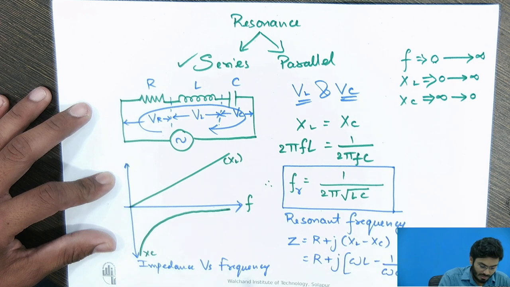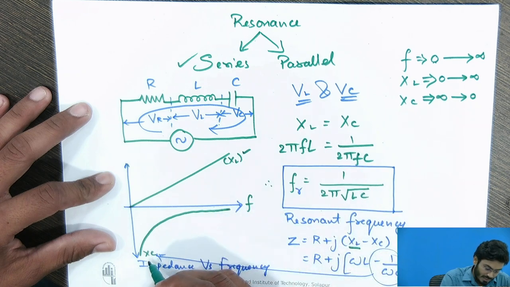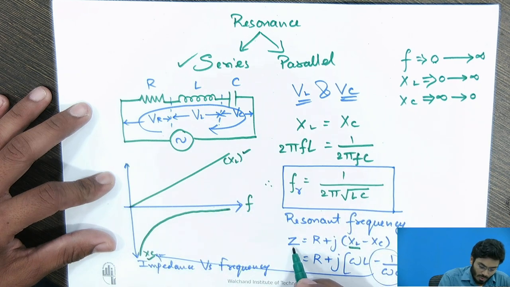So we are not only representing this XC, but we are in fact representing this complete term at this point. So that is the reason why we have this negative y-axis. Now, we got XL, we got XC. Now, what is the overall impedance?